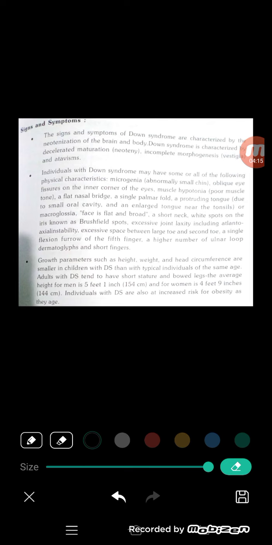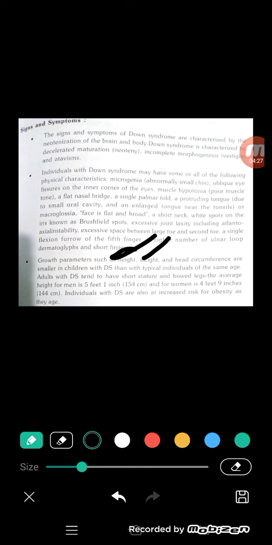Growth parameters are also affected, not only the organs but the height and weight as well. The head circumference is small in children. In adults, there is short stature and bowed legs, and the average height for men is 5 feet 1 inch, and for women 4 feet 9 inches. These values are decreased compared to the normal values.